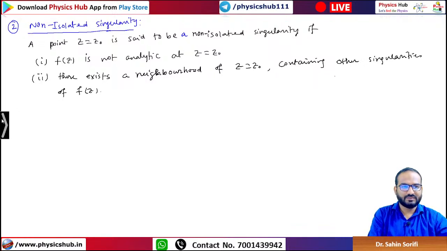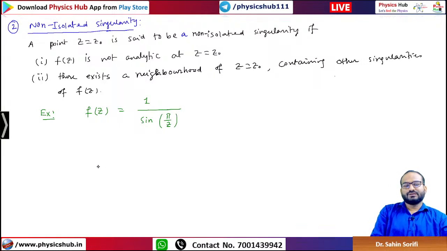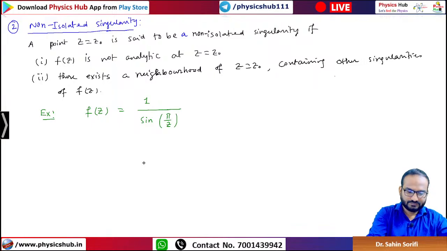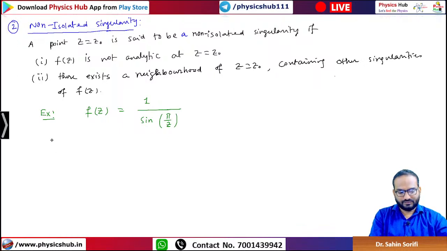What do I mean? If I take an example, then it will be very much clear to you. Let us say we have a function f of z equals to 1 upon sin(pi by z). So generally in your problems you will be dealing with isolated singularity. Non-isolated singularity is not given generally. So how to check the singular point? You make the denominator equals to 0. We will check this one.